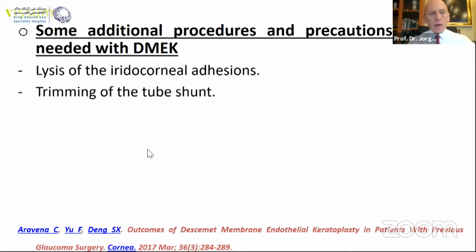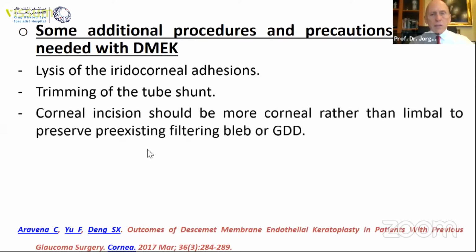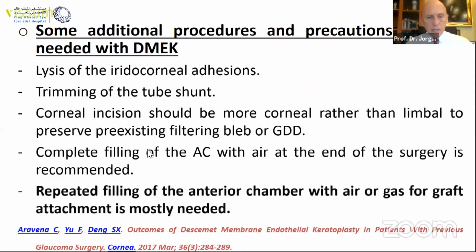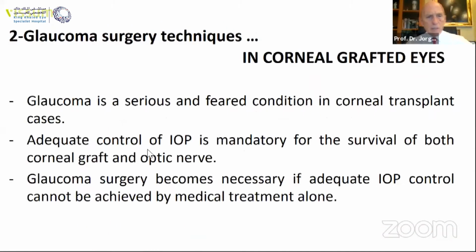If you are using an Ahmed valve or similar, you have to train the tube shunt before the surgery to make room for it, and much better is to place the shunt behind the iris or in the vitreous. The corneal incision should be more corneal rather than limbal, so as to preserve the pre-existing filter and bleb in case you have a trabeculectomy, and you have to fill the anterior chamber completely with air, better than with gas. Later on you can substitute the air with gas in case the elimination of air is too fast for the purpose of the case. Refilling, if necessary, should be done with 20% gas, and this is my approach to this case.